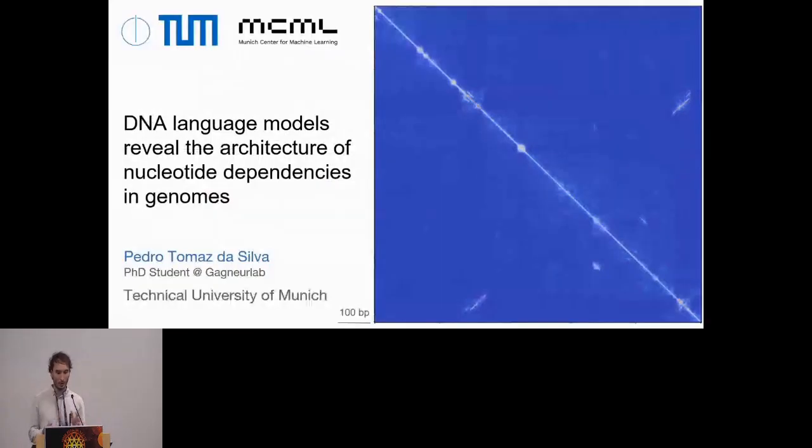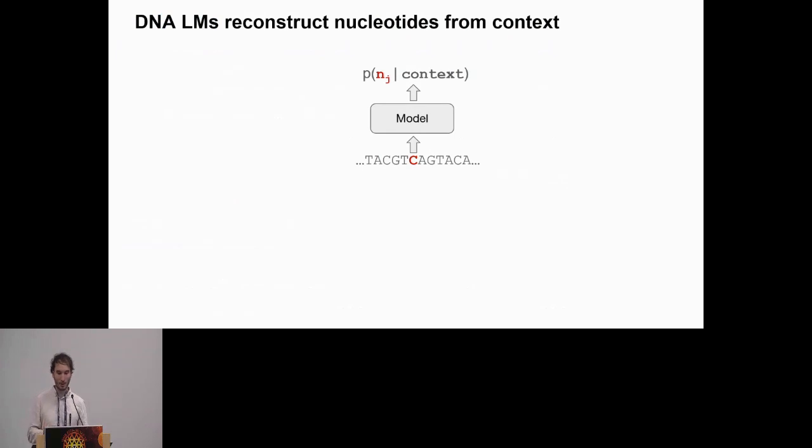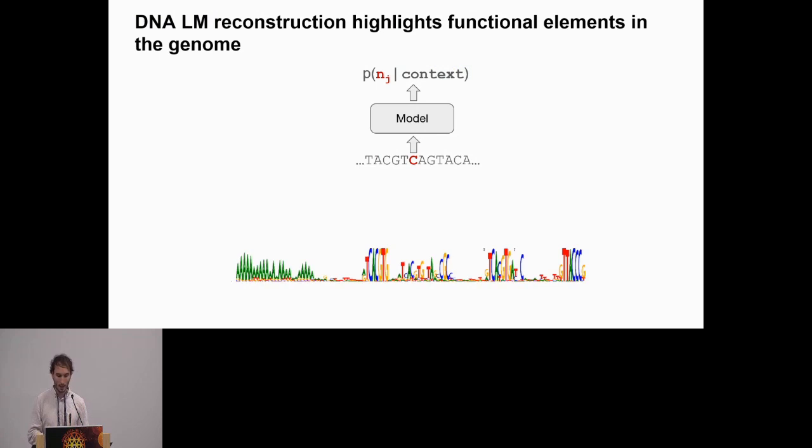Hi, everyone. I'm Pedro. I'm a PhD student at Schlinger Lab, and today I'm going to show you how you can use DNA language models to study nucleotide dependencies in genomes and eventually arrive at maps like you see here. DNA language models are trained only on genome sequences to reconstruct a nucleotide given a specific context by assigning a probability to each one of A, C, G, or T for a specific position. And we and others have shown that the reconstruction of the language model highlights functional elements in the genome.